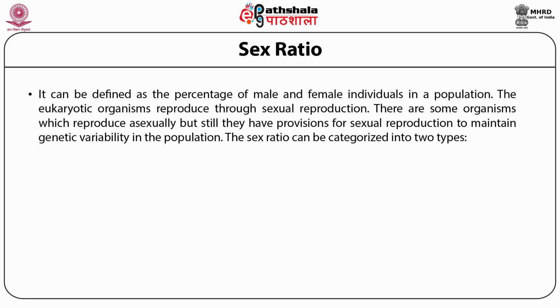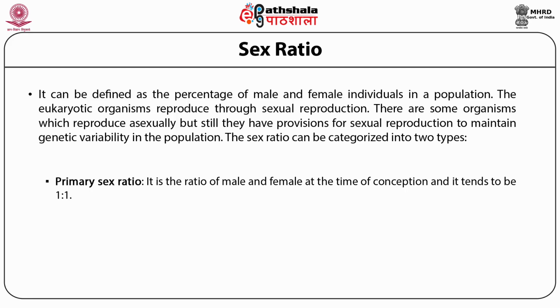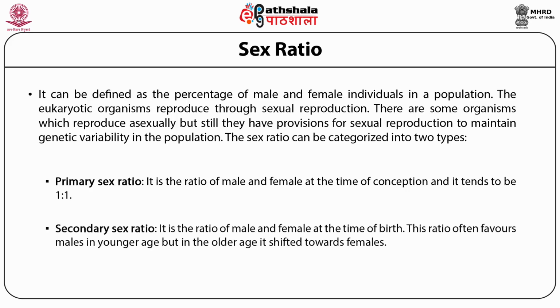Sex ratio can be defined as the percentage of male and female individuals in a population. The sex ratio can be categorized into two types. First is primary sex ratio. It is the ratio of male and female at the time of conception, and it tends to be 1:1. Second is secondary sex ratio. It is the ratio of male and female at the time of birth.